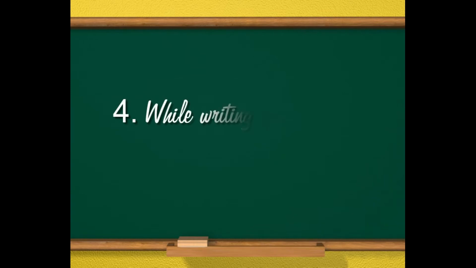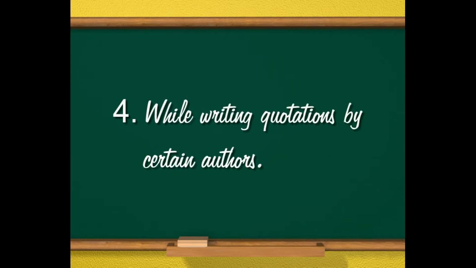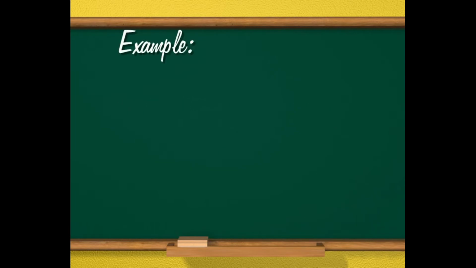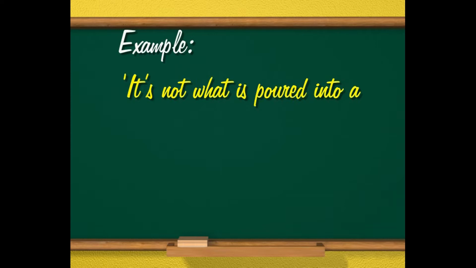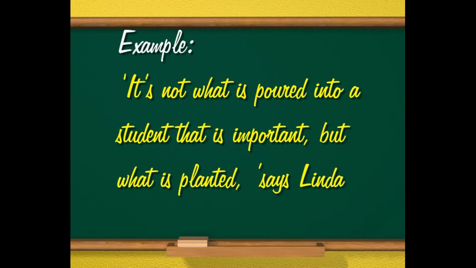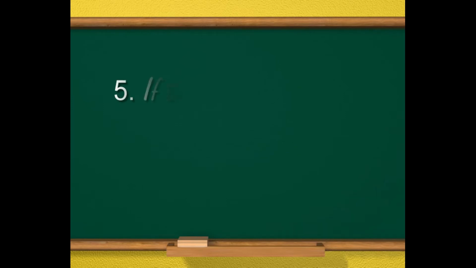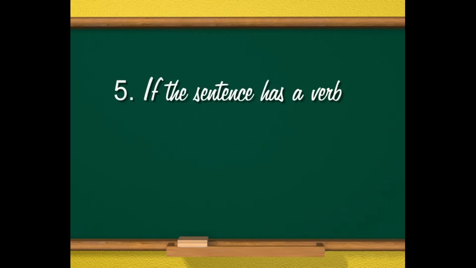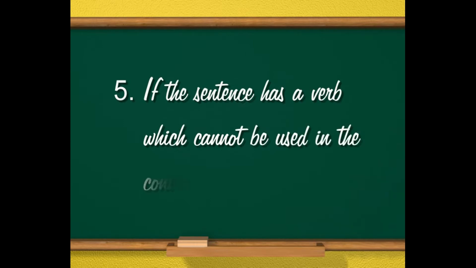Number 4, while writing quotations by certain authors. Example: "It's not what is poured into a student that is important, but what is planted," says Linda Conway. Number 5, if the sentence has a verb which cannot be used in the continuous form.